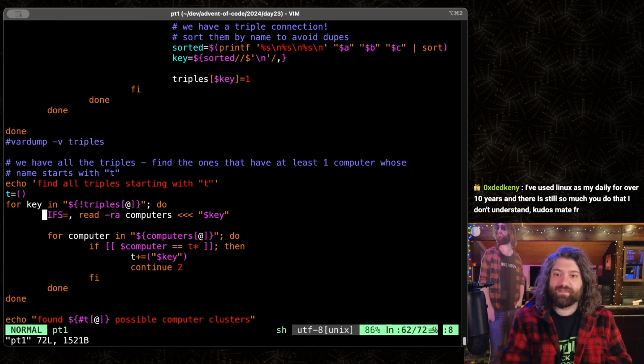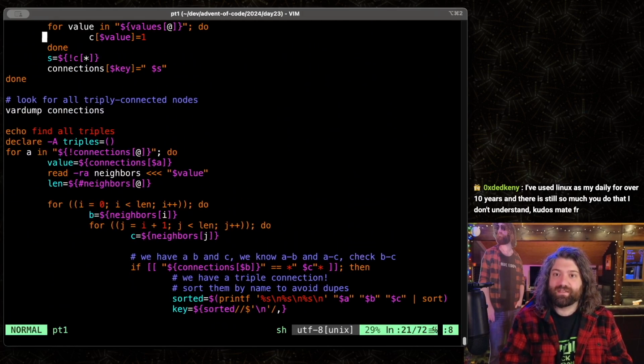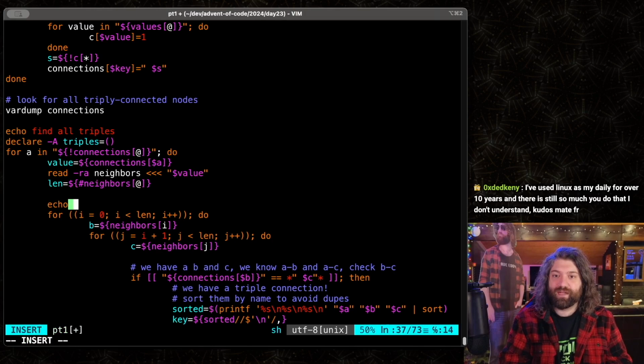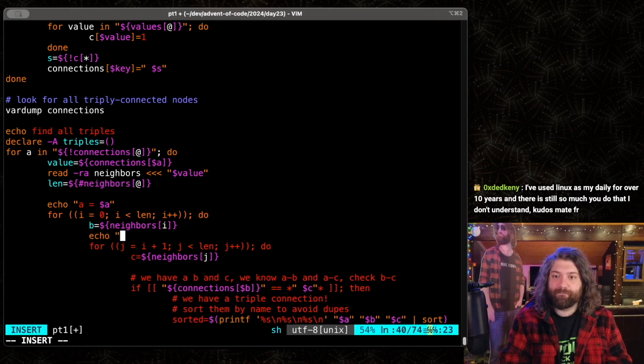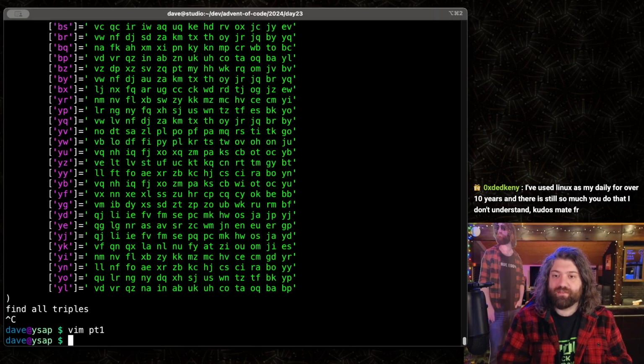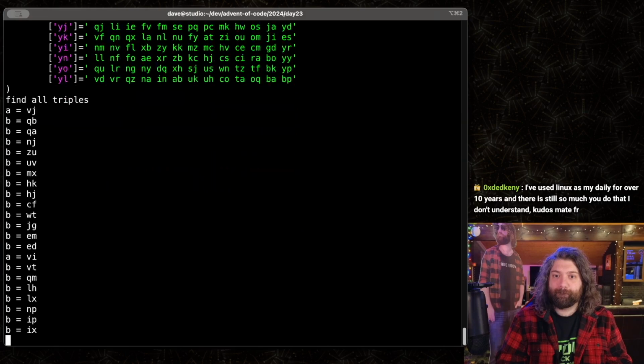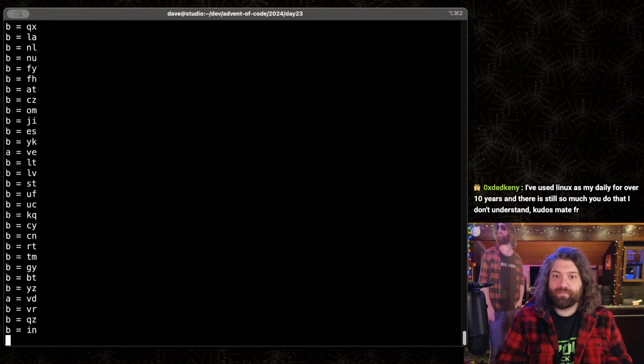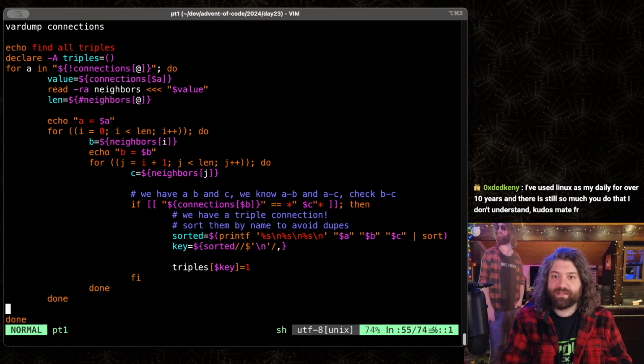Okay, I want to get an idea of how slow this is. So we're finding all the triples. We are piping to sort every time. That could technically be slow. Echo A equals A. Echo B equals B. We'll just get an idea of how fast this is going. Okay. Pretty fast. Not the worst thing in the world.